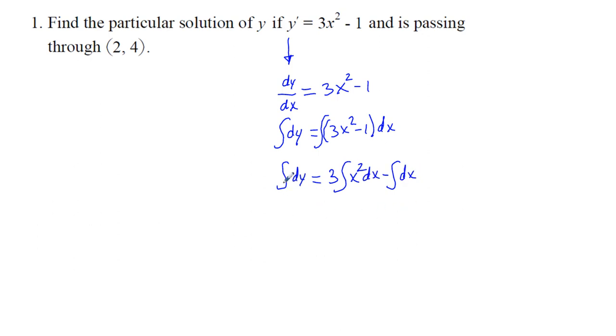Okay, and now for the integration, the integral of dy is y, and the integral of x squared is x cubed, and we divide by what we raised the power to, which was 3, and then we have minus the integral of dx is x, and then we have our constant of integration c, and we notice that 3 over 3 will cancel each other, and this equation here is what we call our general solution.